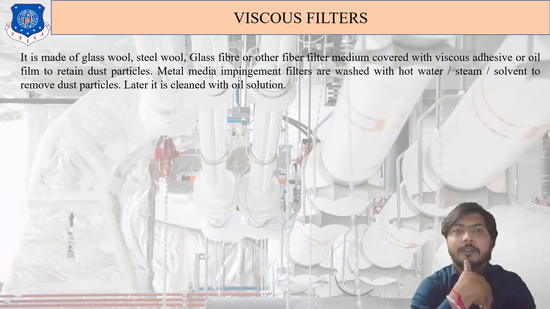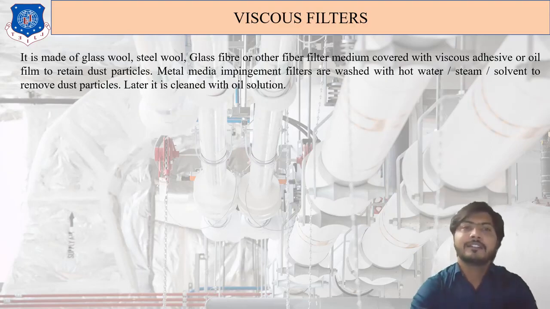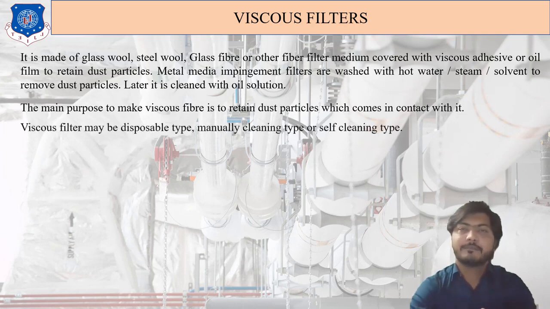Metal medium impingement filters are washed with hot water, and after that they can be washed with hot water steam or solvent to remove dust particles so that we can use them again. Later it is cleaned with an oil solution. The main purpose of the viscous fiber is to retain dust particles that come in contact with it. A viscous filter may be a disposable type, manually cleaned type, or self-cleaning type.